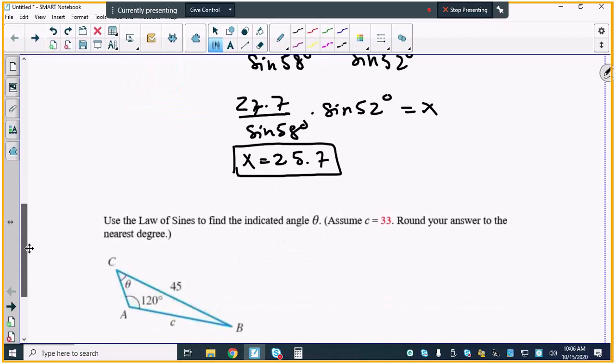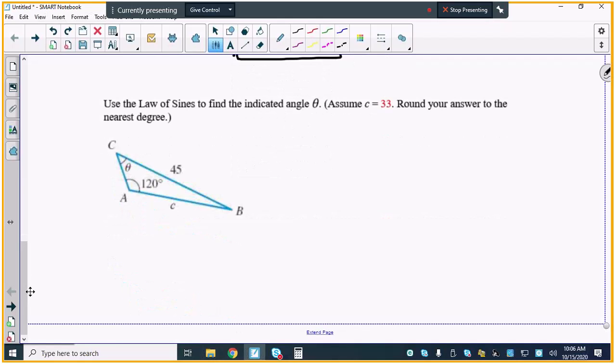Okay, let's carry on. The next question is, again, we are given a triangle. Use the law of sines to find the indicated angle. Assume that the side c is 33 units. So see, this time you are given two sides. You know c is 33 units. You are given only one angle. So I cannot use the sum of three angles, 180 degrees, in order to find the angle theta.